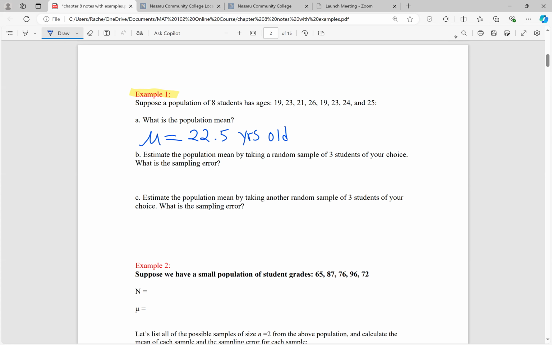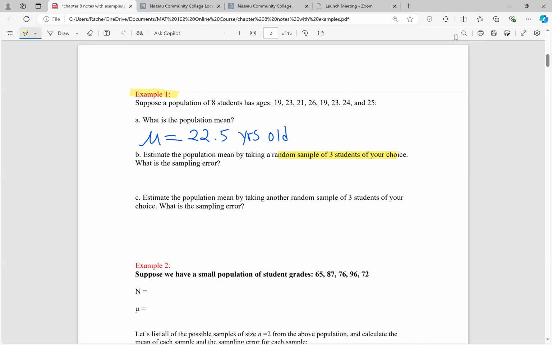So what I want you to do, and you can pause here after I explain what to do, and then I'll calculate my sample mean as well, is take a random sample of 3 students of your choice. Pick any 3 student ages from above. Calculate the sample mean, and then tell me what the sampling error is. I want you to do it on your own, and I'll do mine on my own, because I want you to see it's fine if we pick different samples. We're probably going to have different sampling errors, which is fine. That's kind of my point.